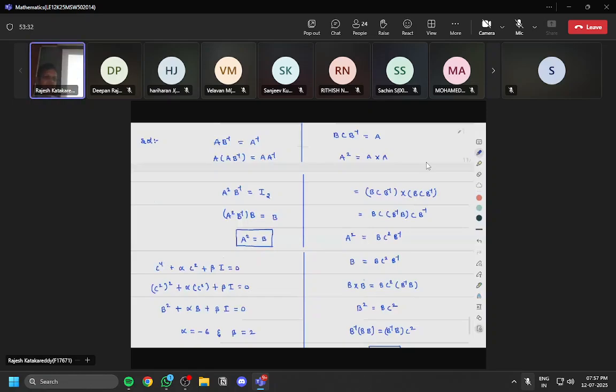How did we get alpha and beta? Like I wrote here, for this matrix I wrote the characteristic polynomial. From the Cayley-Hamilton theorem, we can substitute. This is the characteristic polynomial. Comparing this, for any one matrix there will be only one characteristic polynomial, right? So comparing with that, alpha must be -6 and beta must be 2.